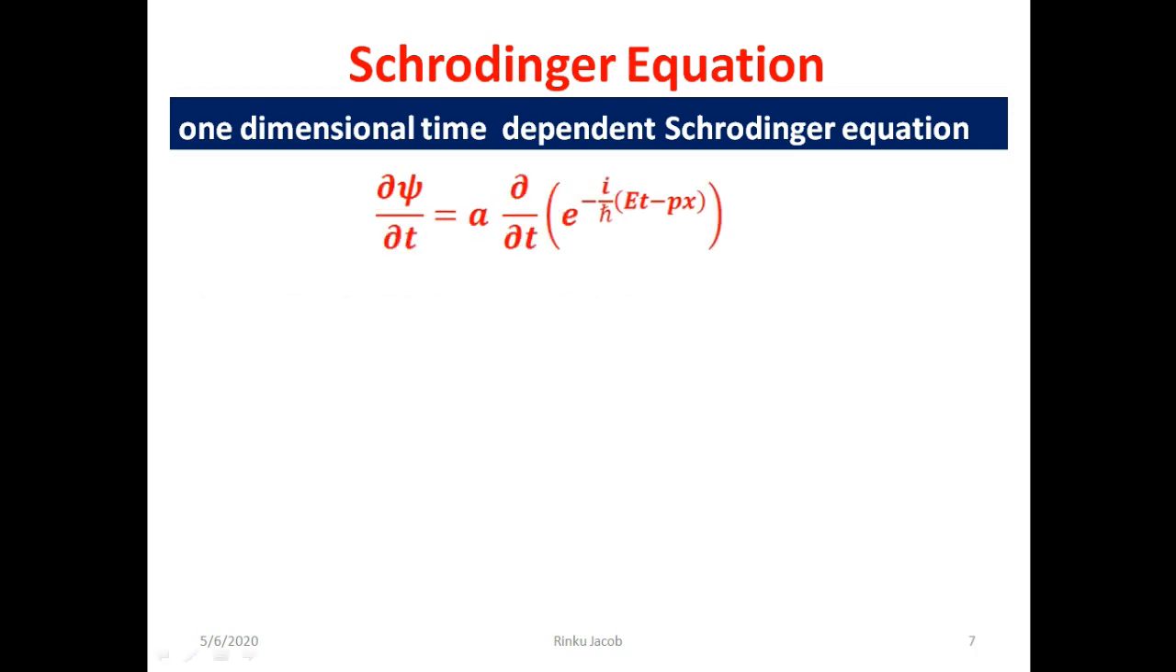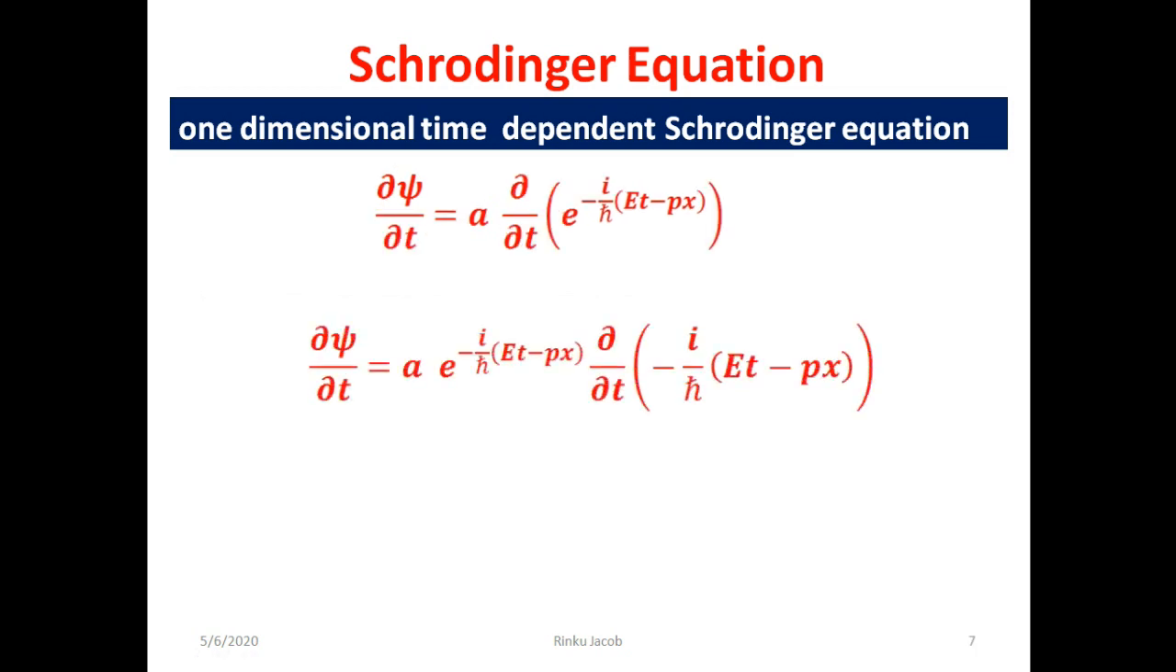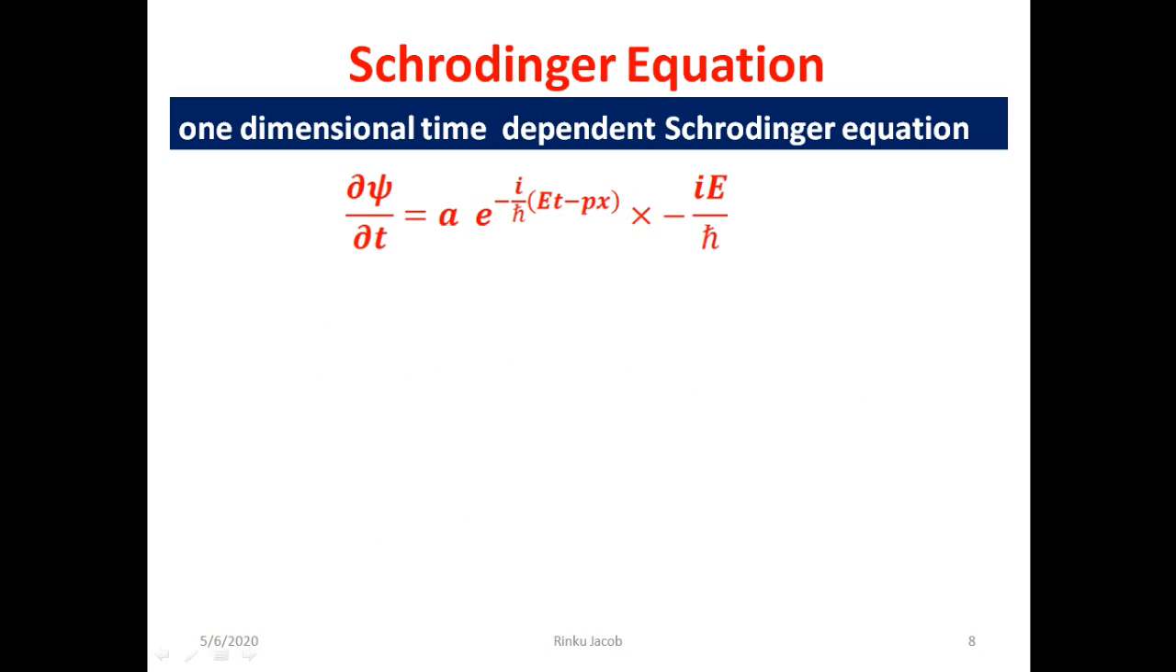Now when we take the derivative of the bracketed term, we get dou psi by dou t equal to A into exponential minus i by h cross into (Et minus px) into dou by dou t of minus i by h cross into (Et minus px). That is dou psi by dou t equal to A into exponential minus i by h cross into (Et minus px) into minus i E by h cross. Here A exponential minus i by h cross into (Et minus px) is the wave function psi itself. So we write dou psi by dou t equal to minus i E by h cross into psi.